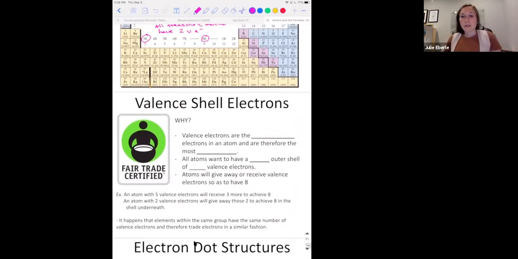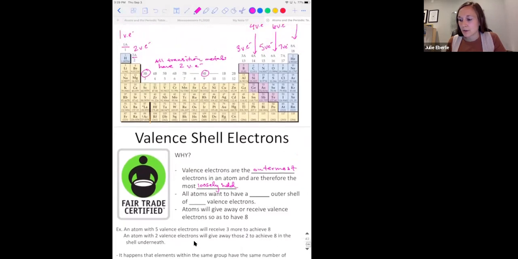So why are valence electrons important? Why do they help determine the chemical properties of elements? Why are these similar among different groups? Well, we discovered valence electrons are the outermost electrons in an atom. We said they're in the outermost shell. Therefore, they are the most loosely held by the atom. What do I mean by that?